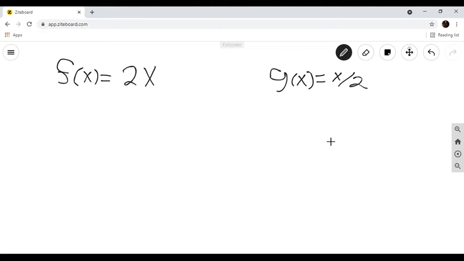Okay, so let's see what happens when we compose functions that have opposite operations. So again, I'll do f of x first, f of g. We're starting with this framework. So we're going to have 2 times x, and then when we have that x, we're going to plug in this part. Okay, so we're going to plug in x over 2.